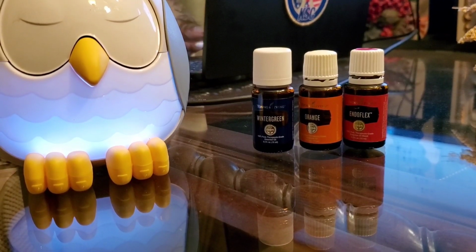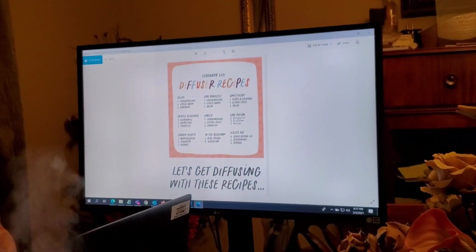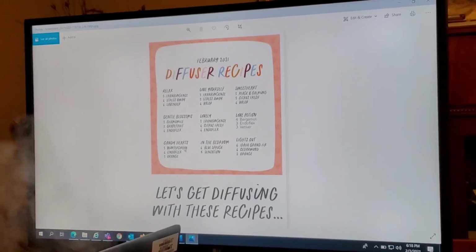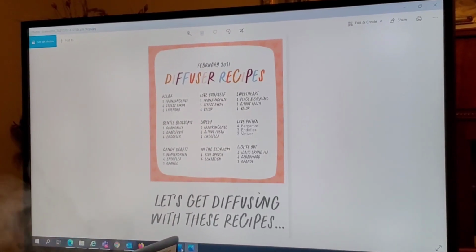Okay, so right here I'm actually going to show you the diffuser recipes for the month of February, and here you can see that we are doing Candy Hearts today. All right, so let's get right into our lesson.